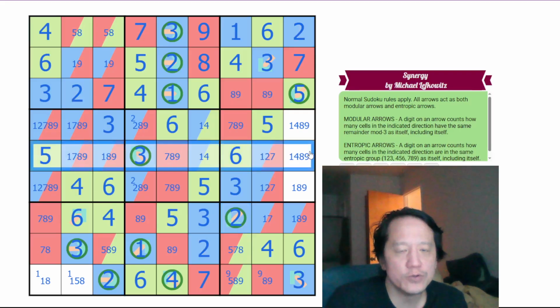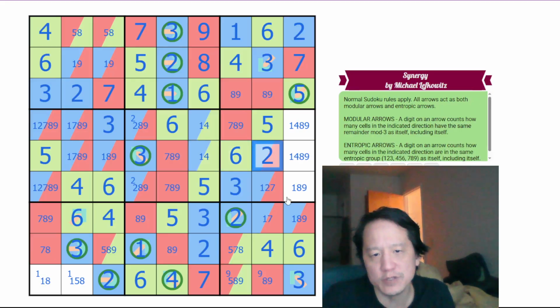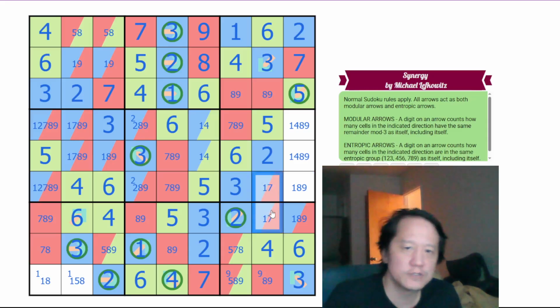Where is 2 in row 5? Can't be here because of 2s in the column. Can't be here because of 2s in the columns. Can't be here because 2 in the column, so 2 has to be there. And is low. So this cannot be 2 anymore. It's 1 or 7.